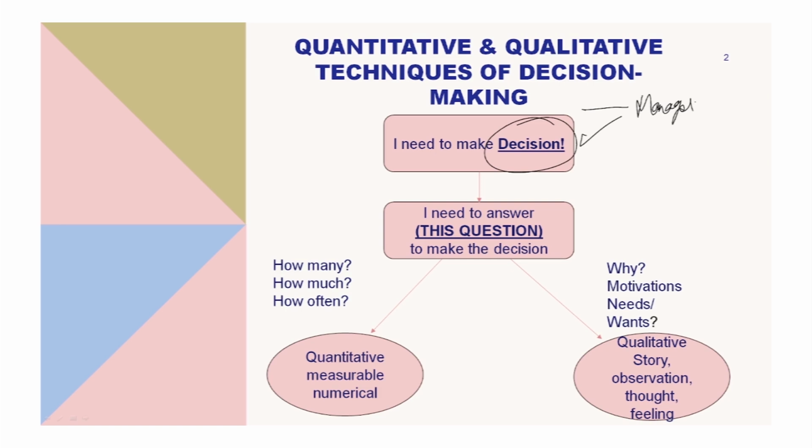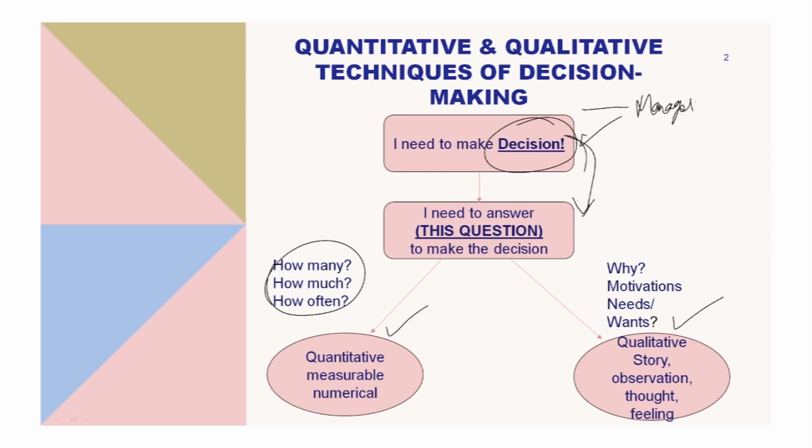Now the manager has to decide the different ways through which the decision can be taken. One is the quantitative way and another is the qualitative way. The quantitative methods or techniques will give you answers to questions related to how much, how many, or how often.